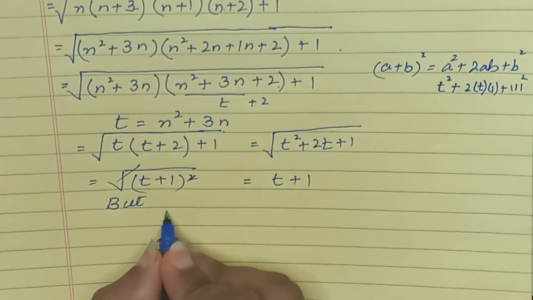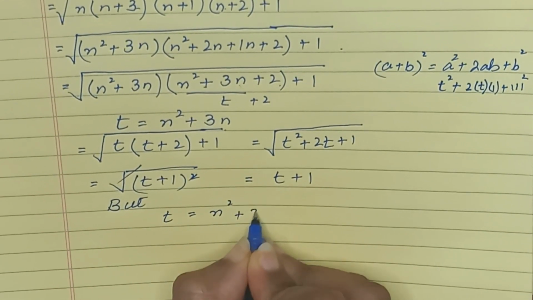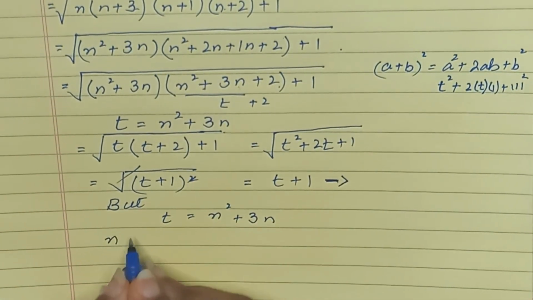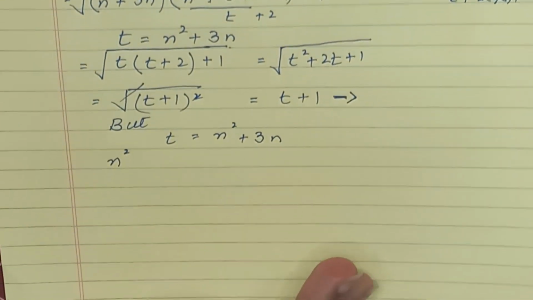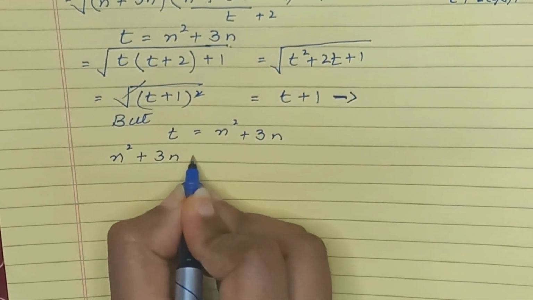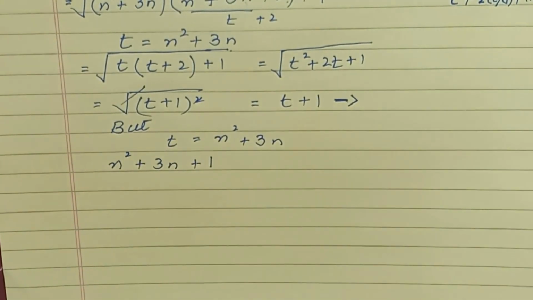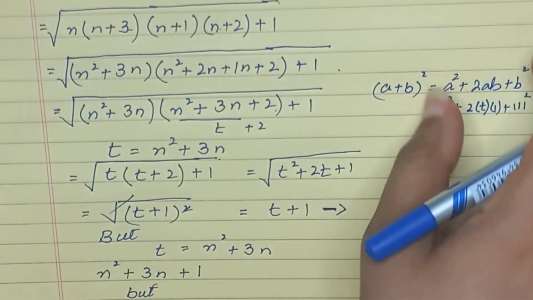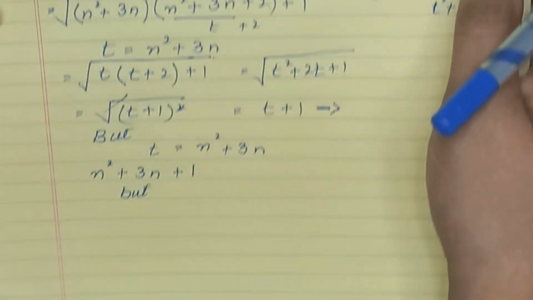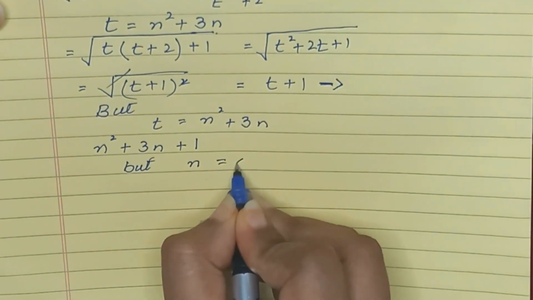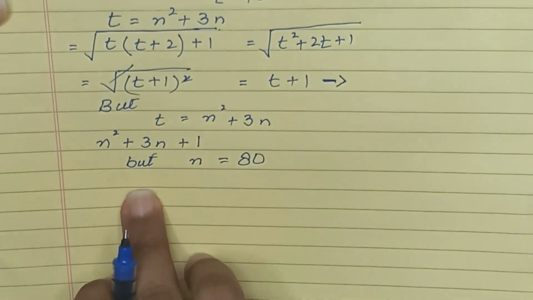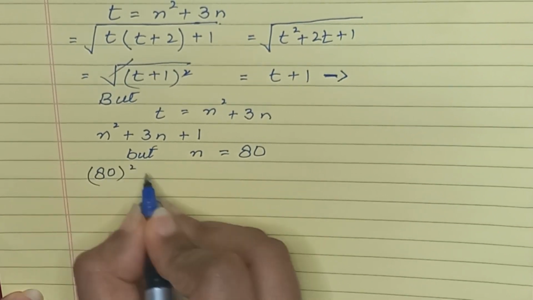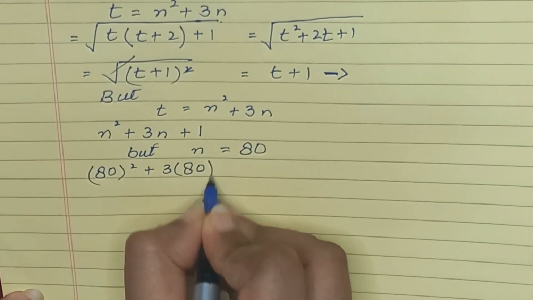But t is equal to n square plus 3n. So this expression will become n square plus 3n plus 1. But also n is equal to 80. So we will put the value of n here. So it will become 80 square plus 3 into 80 plus 1.